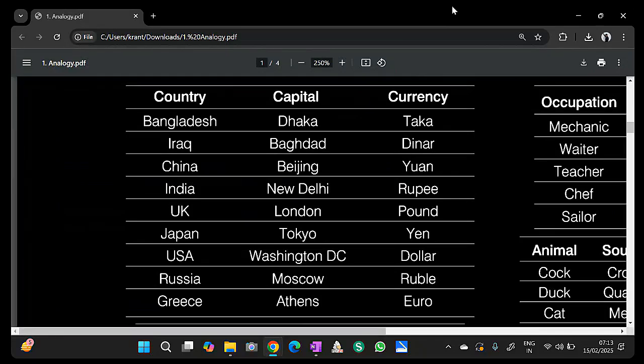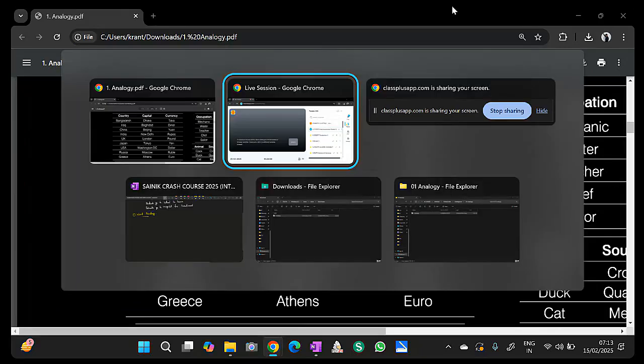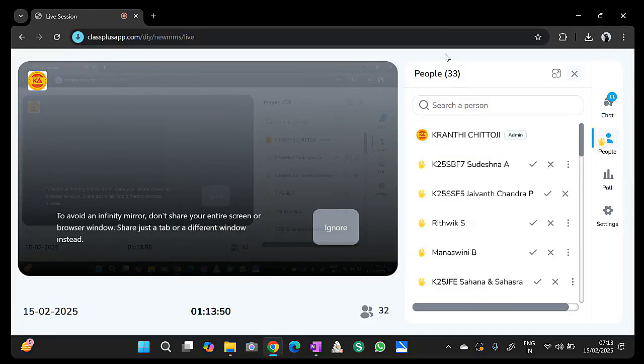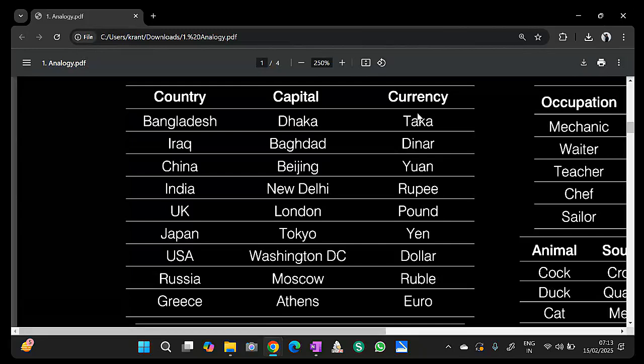So country, capital, and currency. Bangladesh: what is the capital? Dhaka. And the currency used in Bangladesh is taka. If you want, you can copy. Iraq: capital is Baghdad, and currency is dinar. China: capital is Beijing, and currency is yuan.